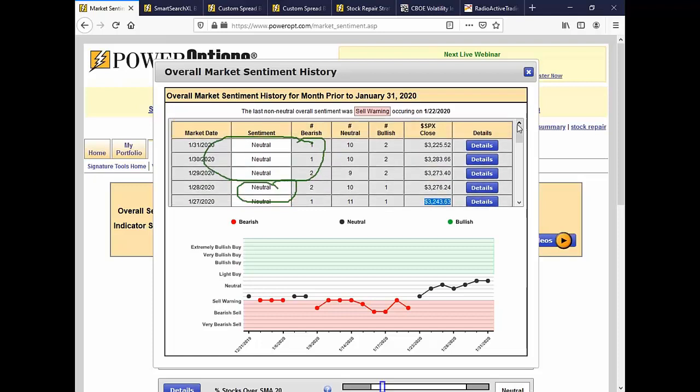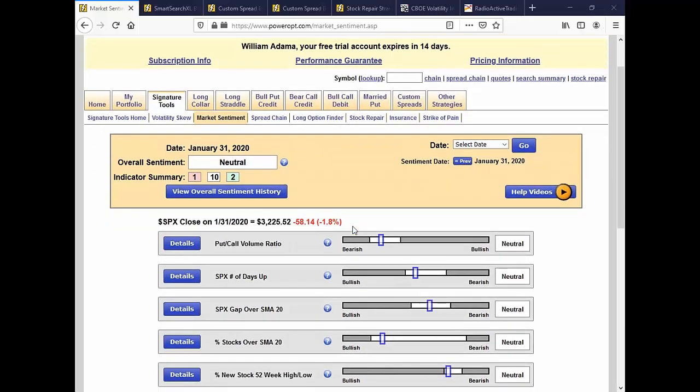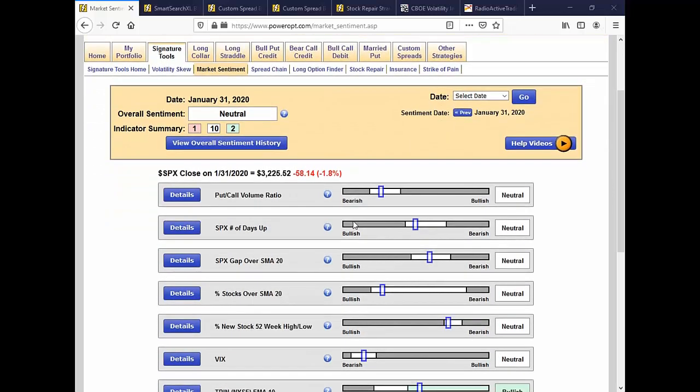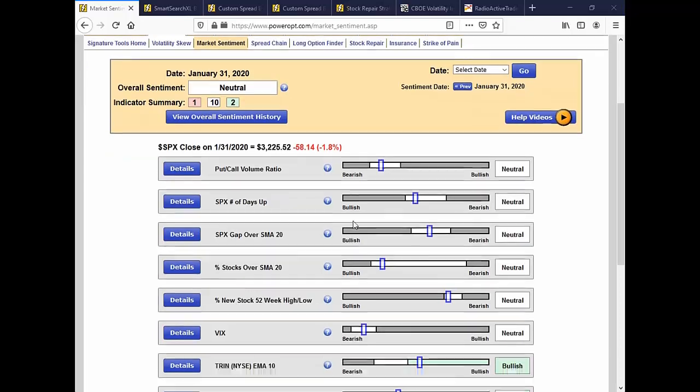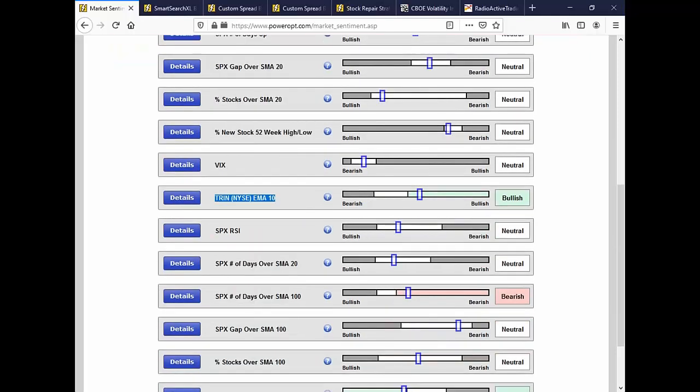Now, I'm not saying now is the time to do iron condors, now that we're back to this neutral position. I'm not saying now is the time to do neutral positions, especially not iron butterflies, because the last strong signal was still a sell warning. The trend did move to bullish, but we still have one indicator at bearish: the number of days the SPX has been over the 100-day. That's still bearish.